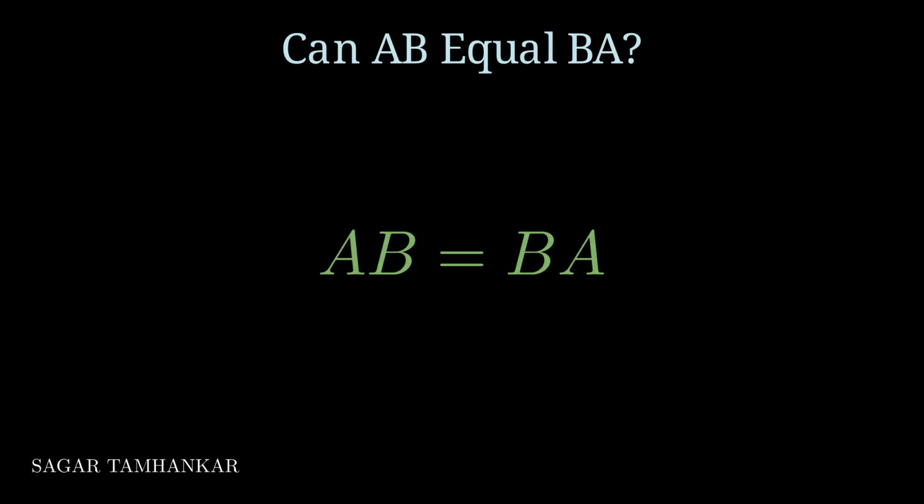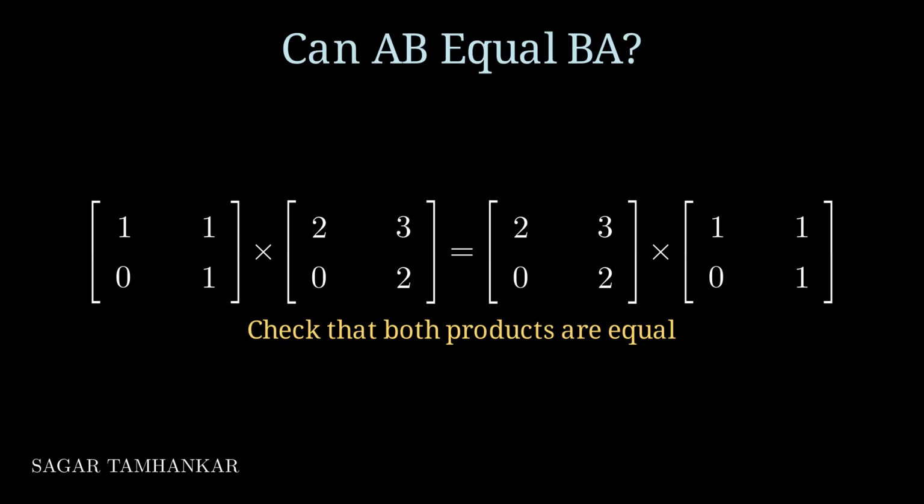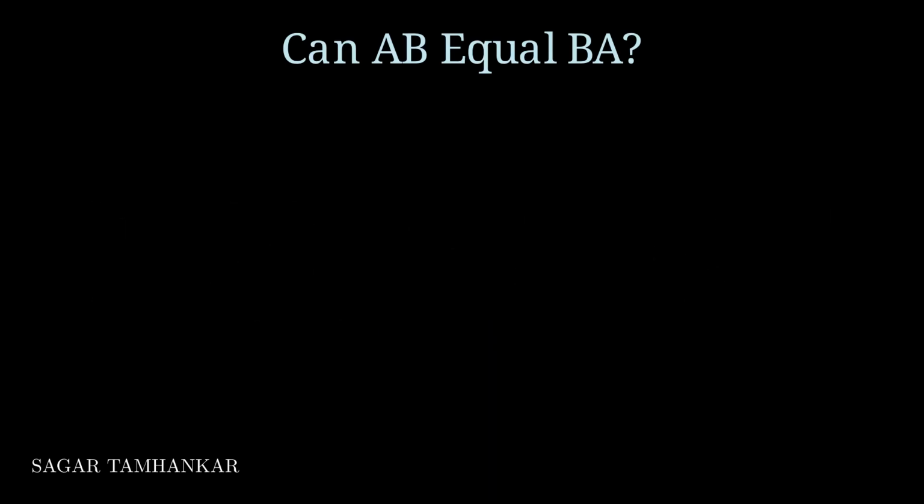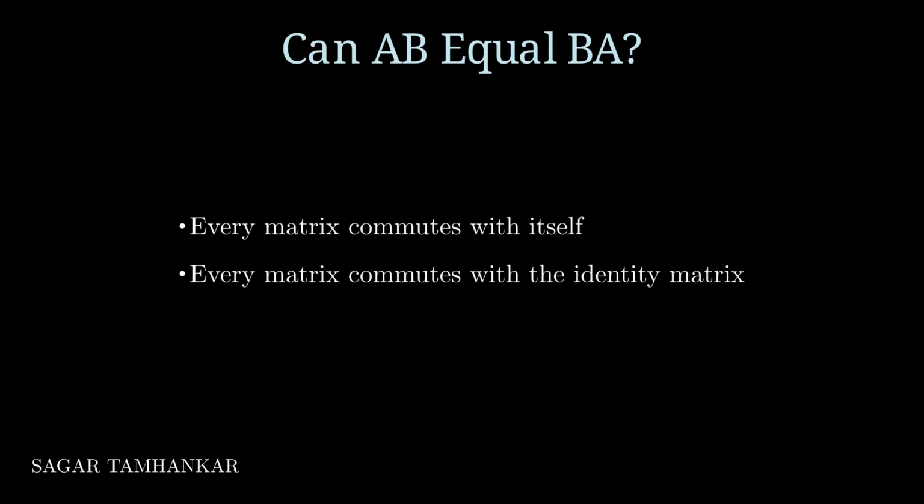In this case, the two products are equal, therefore matrix multiplication can sometimes be commutative. Here is another example. Pause the video and verify that AB equals BA. So in addition to the diagonal matrix example, any matrix commutes with itself, and any matrix commutes with the identity matrix. These are some important situations where matrix multiplication can be commutative.